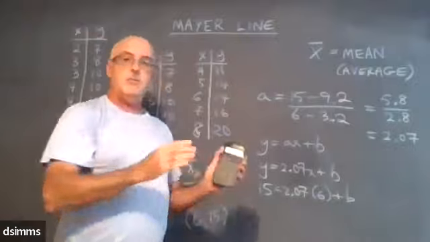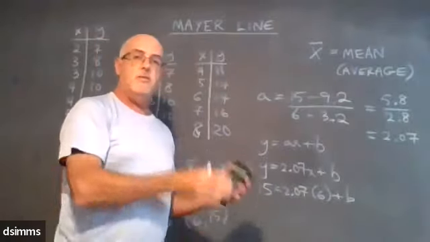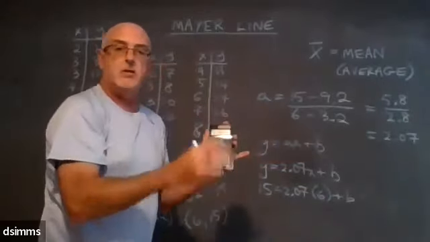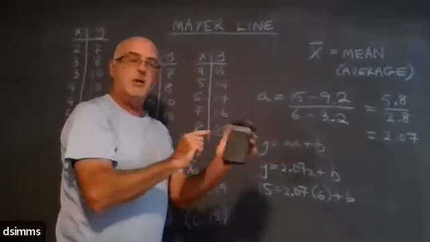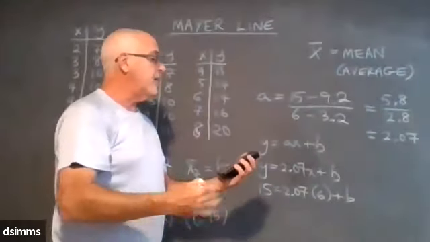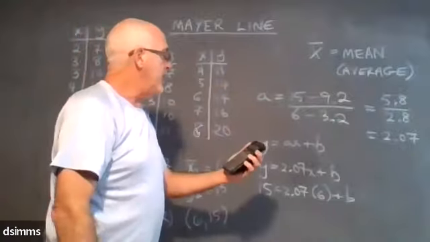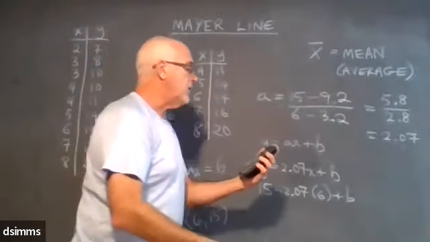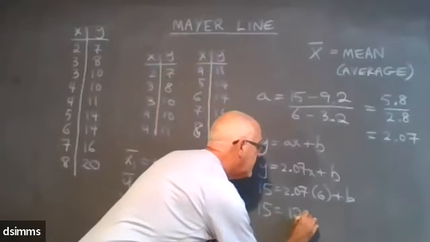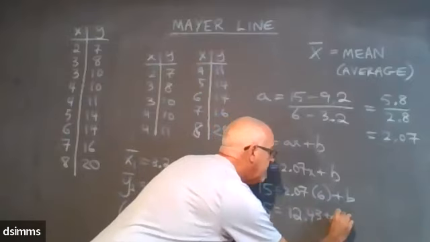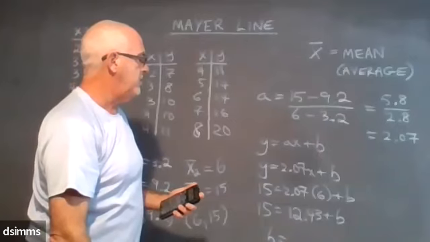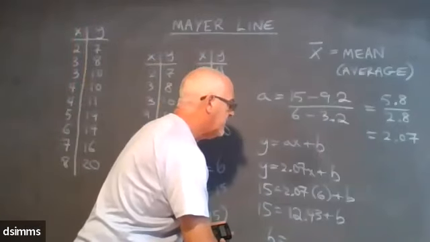Now, 2.07 times 6 will give an answer, but the 2.07 was rounded. I still have the unrounded perfect division answer in my calculator, so I'm going to use that instead. So I'm taking that and multiplying it by 6. And I'm getting 12.42, and it's going on and on. So I'll round to the hundredth again. I'll call it 12.43. 15 equals 12.43 plus b. Therefore, b is equal to 15 minus 12.43, which is going to be 2.57.